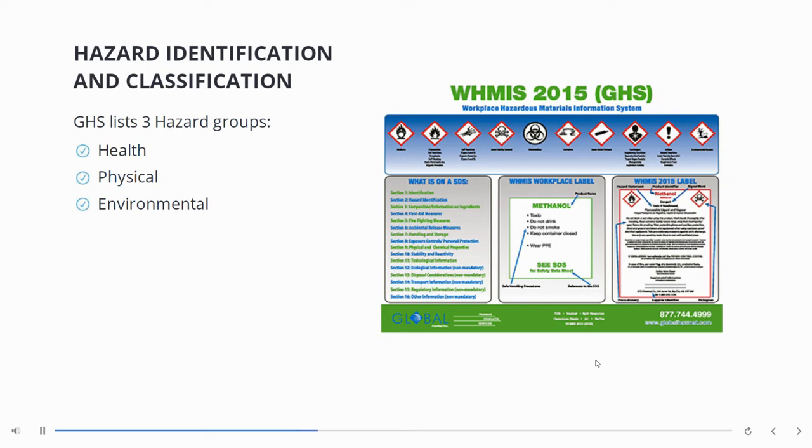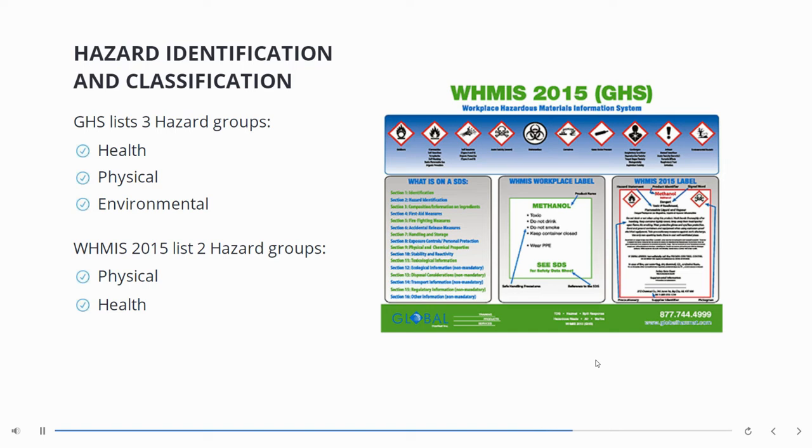WHMIS 2015 applies to 2 major groups of hazards. 1. Physical hazards group, based on the physical or chemical properties of the product, such as flammability, reactivity, or corrosivity to metals. 2. Health hazards group, based on the ability of the product to cause a health effect, such as eye irritation, may cause allergy or asthma symptoms, or may cause cancer.